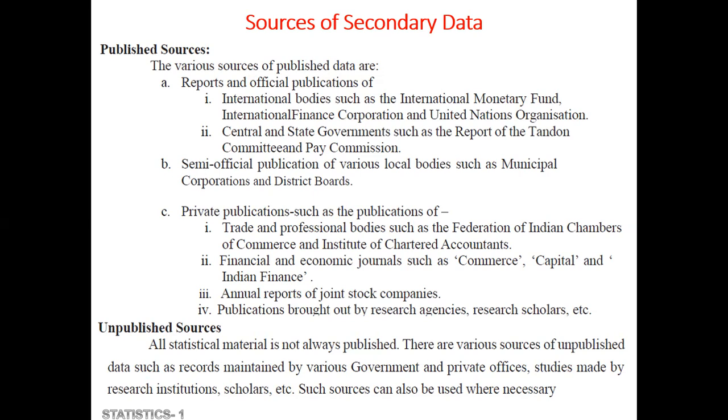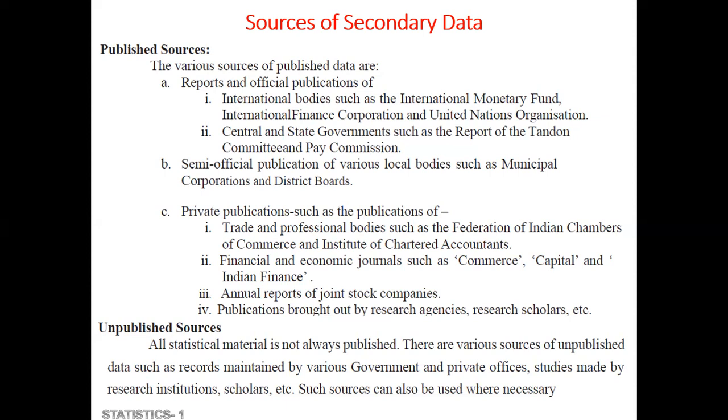Semi-official publications of various local bodies such as municipal corporations and district boards, private publications such as those of trade and professional bodies like the Federation of Indian Chambers of Commerce and the Institute of Chartered Accountants, financial and economic journals such as Commerce, Capital and Indian Finance, annual reports of joint stock companies, and publications brought out by research agencies and research scholars. So these are all the published sources.